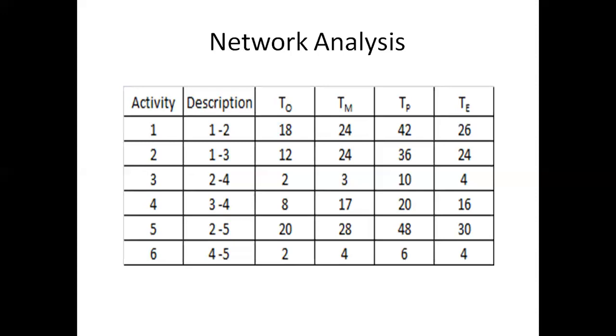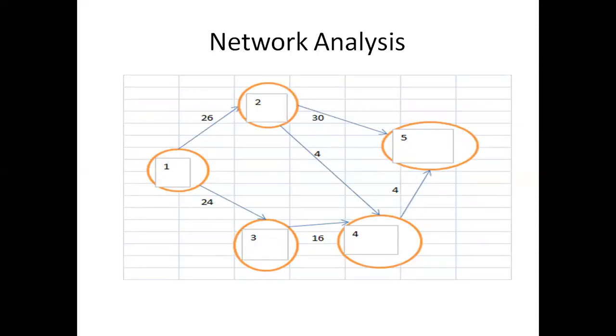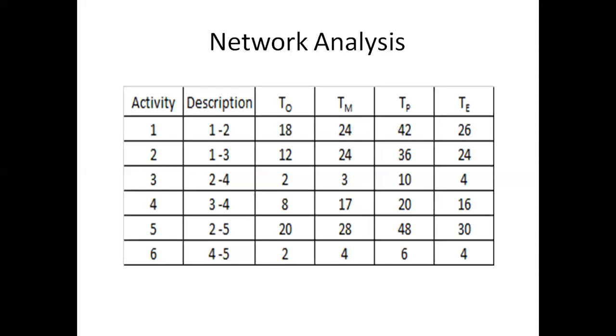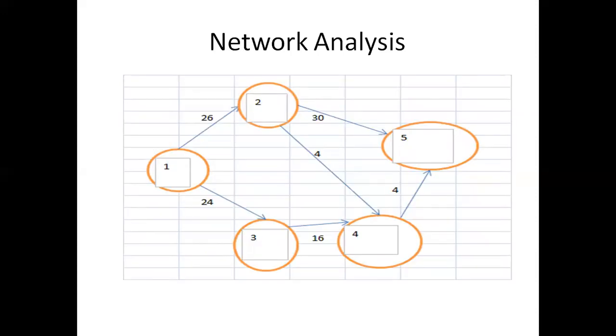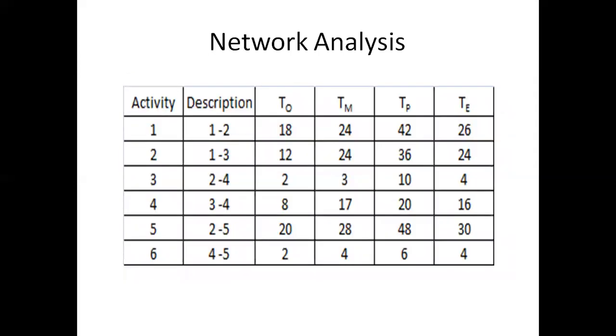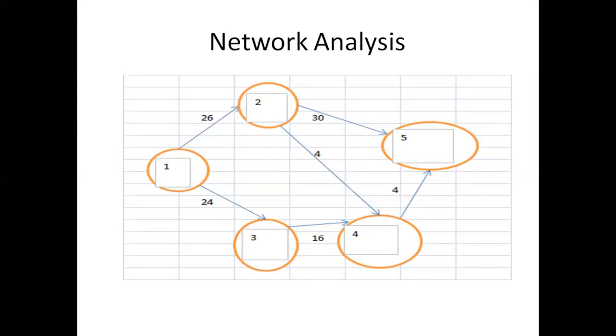We can see here is 30 days, and activity 2 to 4 is 4 days, the one we just calculated for activity 3. So we have two arrows generating from there, that is activity 2 to 5 as 30 days, and activity 2 to 4 as 4 days. Now we have 1 to 3 as 24, and we have 3 to 4 as 16 days.